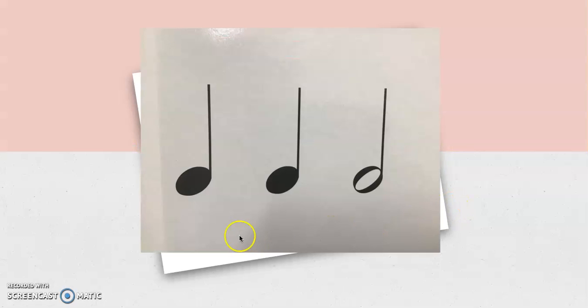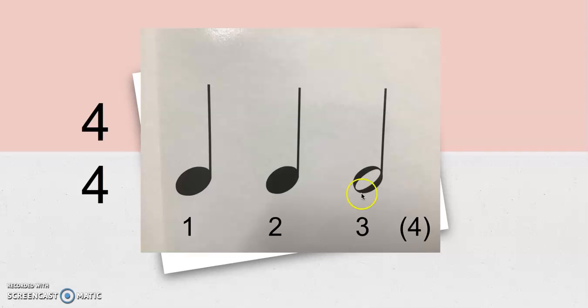Here's an example. I have 2 quarter notes and a half note. So let's do the math. I have 1 beat plus 1 beat plus 2 beats. If you do the math, you'll see that we are in 4/4 time. We have 4 beats in the measure, and the whole note gets 4 beats, and this is how you would count it. 1, 2, 3, hold through beat 4.